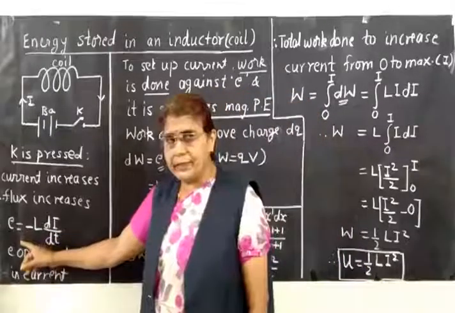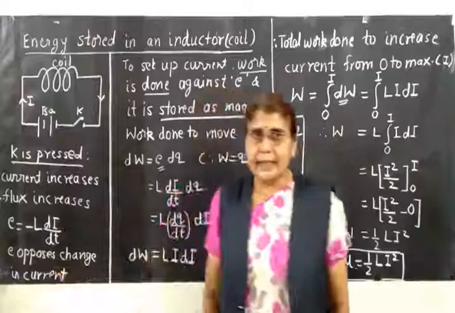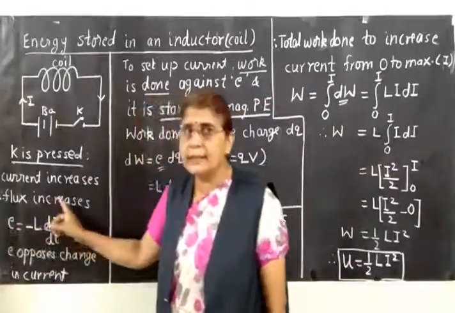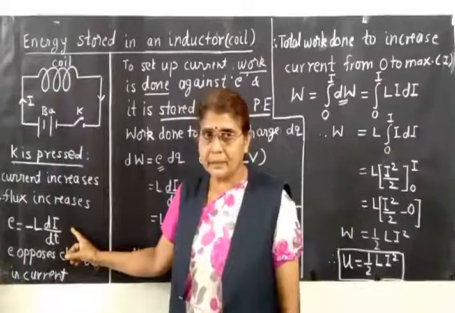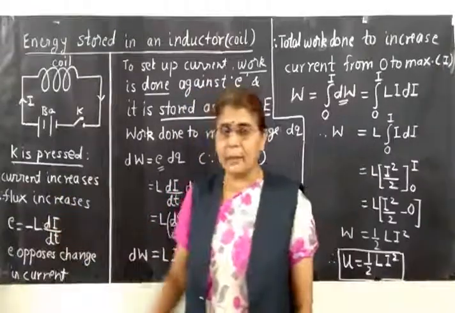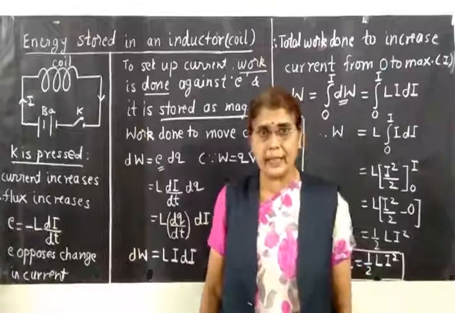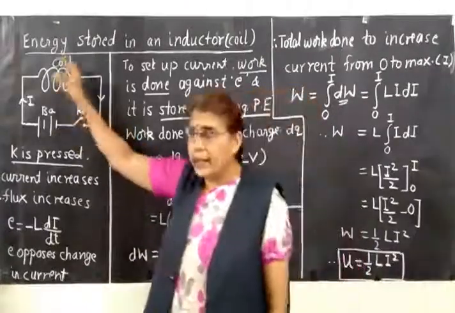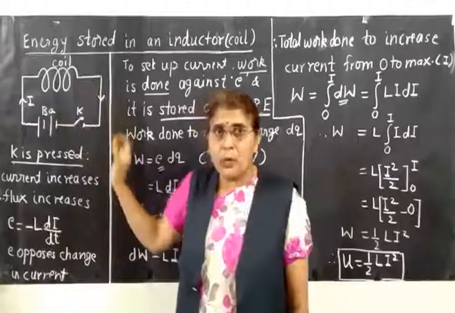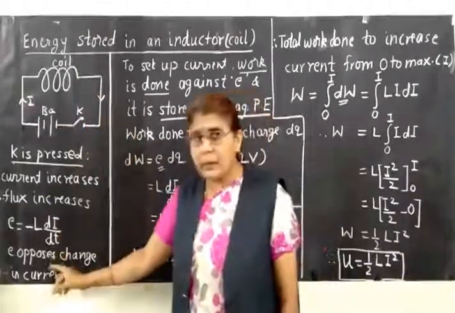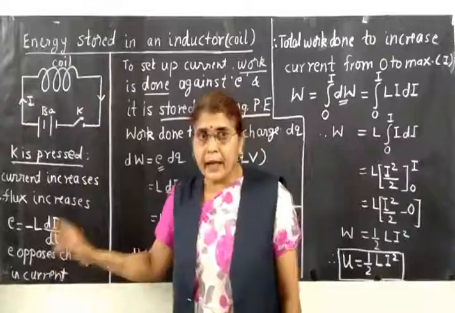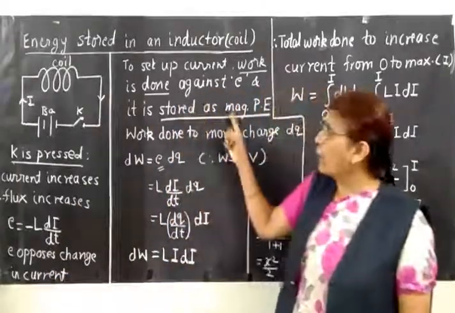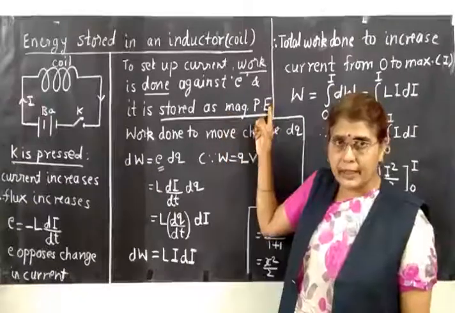Why there is a negative sign? What does it indicate? The negative sign simply shows that the induced EMF opposes the change in current. So this is an opposing EMF. So it is also called as back EMF. Now, if you want to establish current in the coil, you have to do work against this opposing EMF. And this work done is stored in the coil in the form of magnetic potential energy.